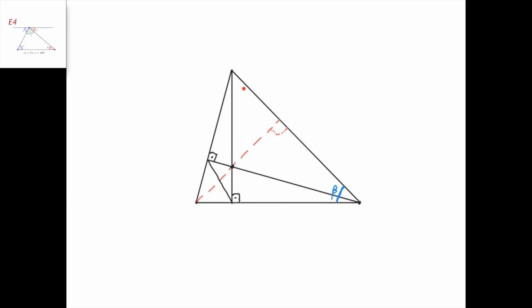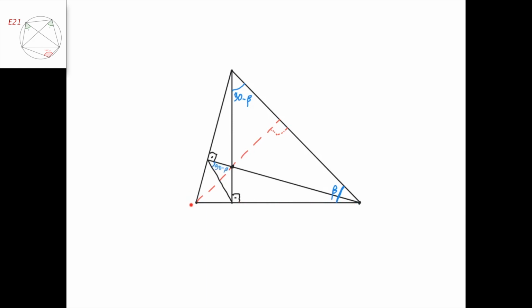Now we have that this angle here is 90 minus beta because of the sum of the angles in this triangle. Then let's notice that we have some cyclic quadrilaterals here. For example, this one is cyclic because we have a right angle here and a right angle here. And these two angles are equal. And now because of the cyclic quadrilateral, we have that this 90 minus beta equals this angle here, also 90 minus beta, because both of them point towards this side.